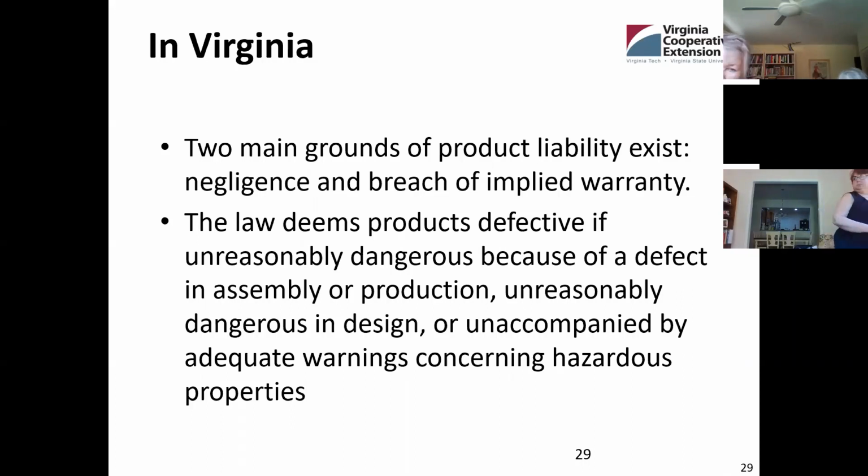The law deems products defective if unreasonably dangerous because of a defect in assembly or production, unreasonably dangerous in design, or unaccompanied by adequate warnings concerning hazardous properties. For the most part, for food products, it would be about a defect in assembly or production. So maybe we weren't taking the proper safety checks when we were producing this. If we go back to that tomato example, maybe we were not cleaning our tomatoes, or maybe we were not cleaning our lettuce, right? Those kinds of things. So that's where we could be found negligent.